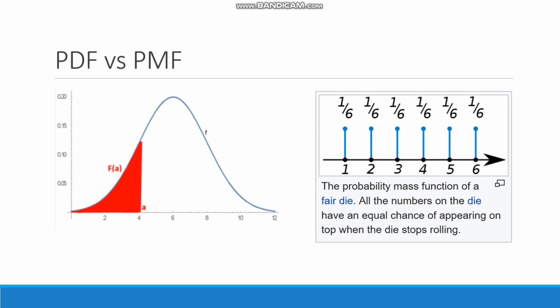Here is a graphic representation of a probability density function, which shows the probability that the random variable is no larger than a given value a, and a graphic representation of a probability mass function that shows the probability of a fair die to get one of 6 possible values.